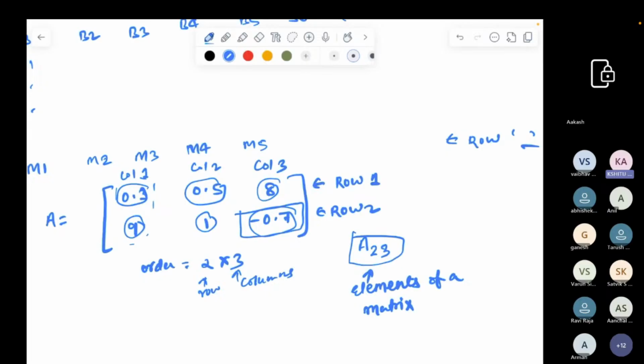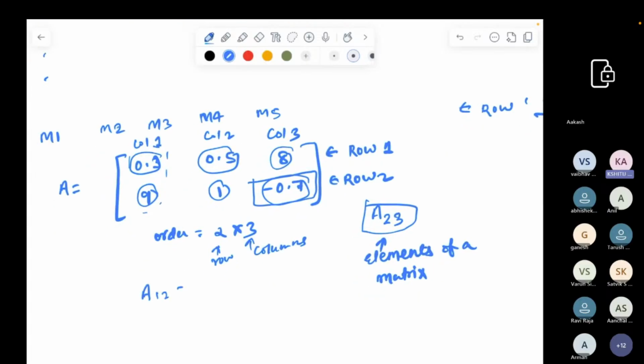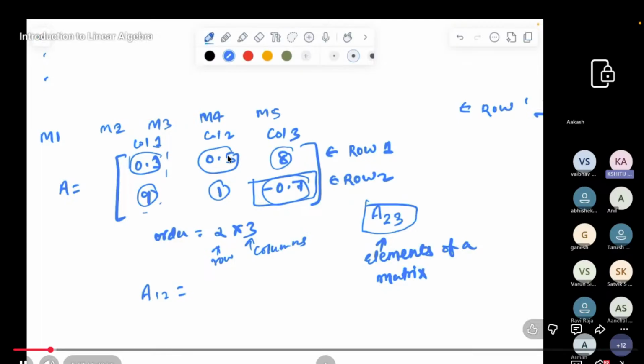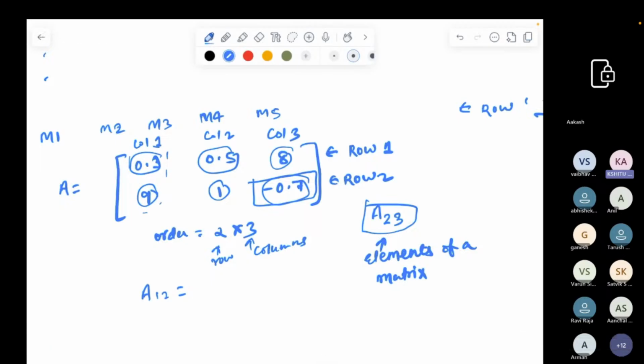Any doubt so far? If I ask you, what is A12? What will be the value of A12? This is 0.5, this is A12. You have to go to the first row and then the second column, so this one, first row and second column.